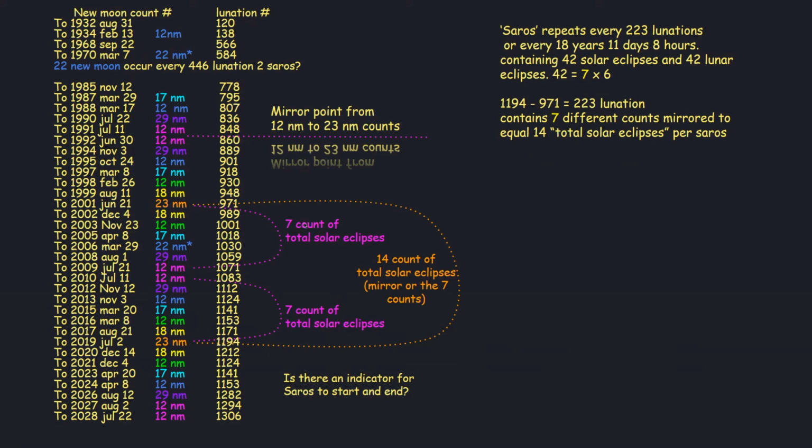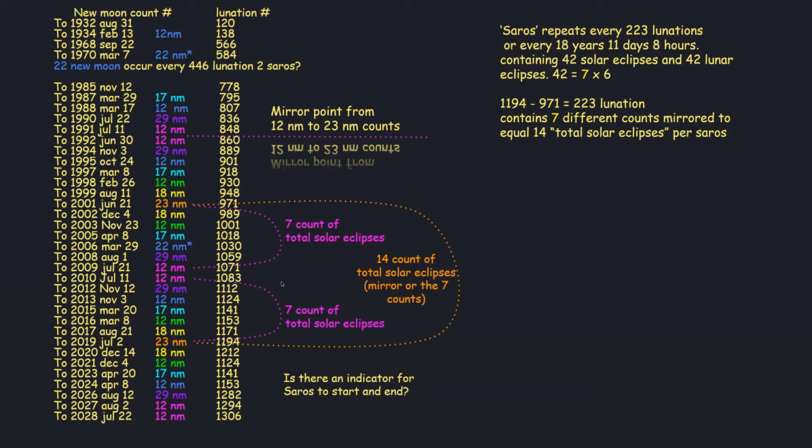I get that seven count, so I count seven counts of total solar eclipses. And then from that seven count, it mirrors. It goes backward from 12 to 23. For those on the phone, there's a number of 29 new moon count right between the 12s, but that doesn't matter. It's color-coded, you can see the mirror. And then from 23 to 12, you also see the mirror, so it might be an indicator that it's a starting point or not a starting point. I'm not sure. I have to look more into this.